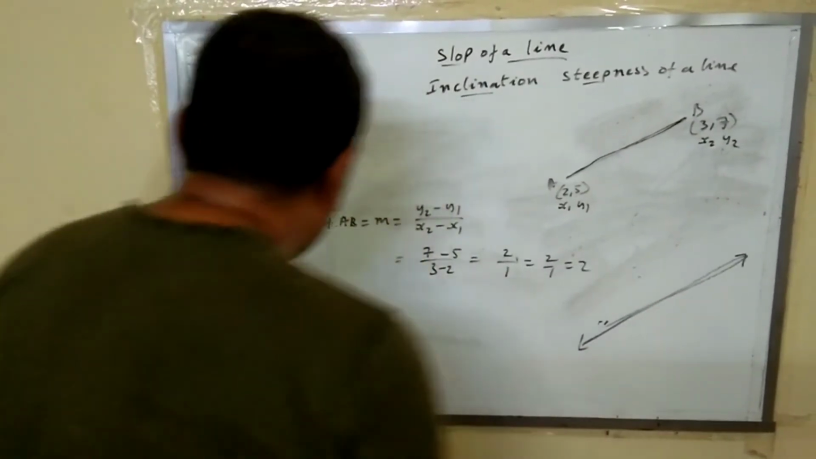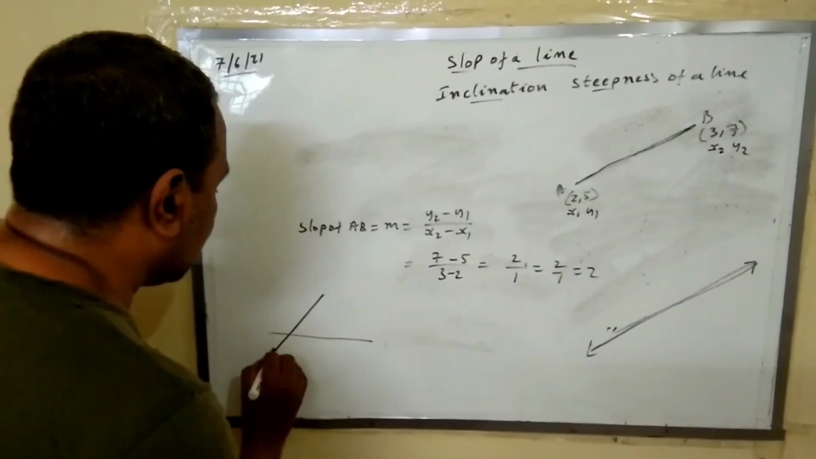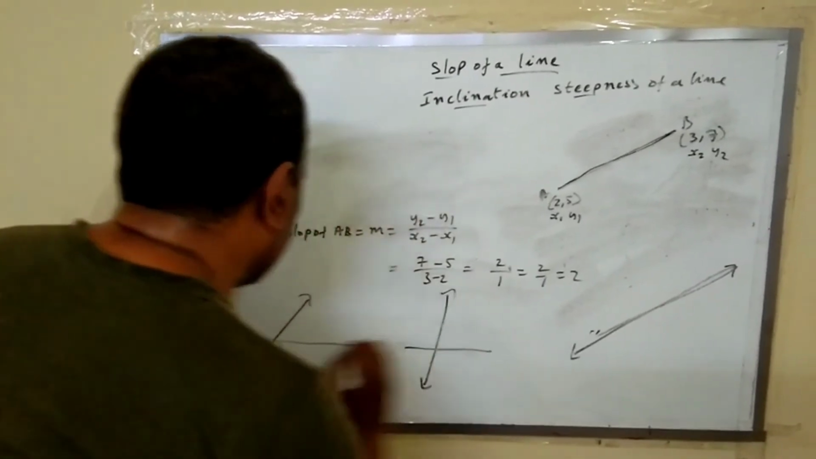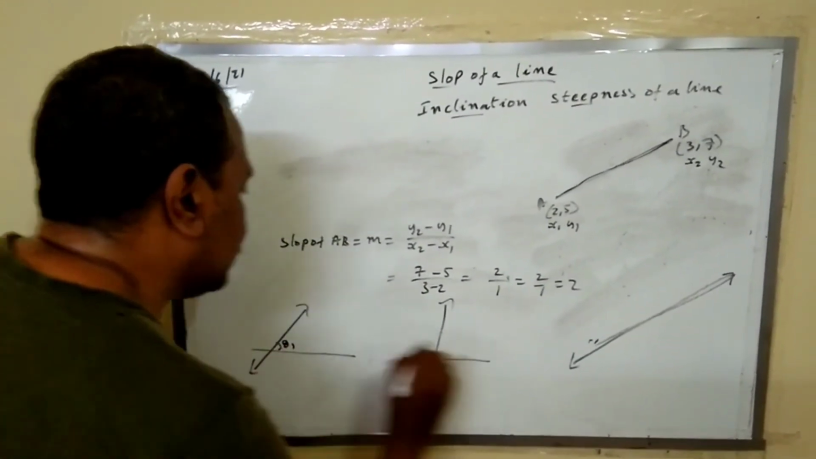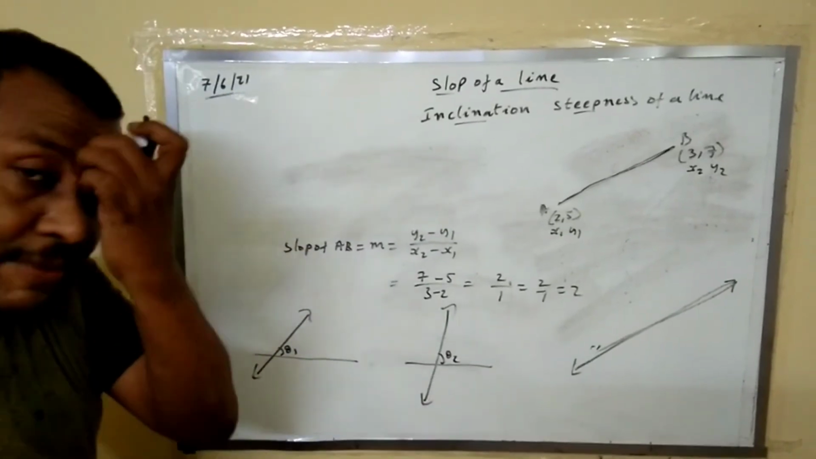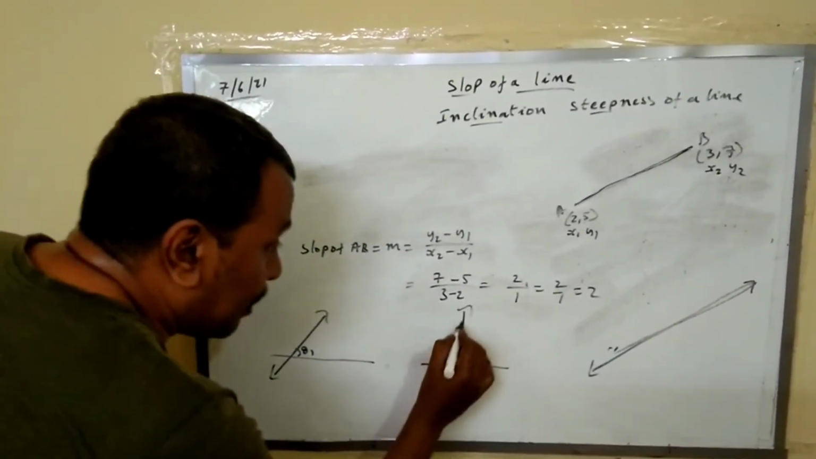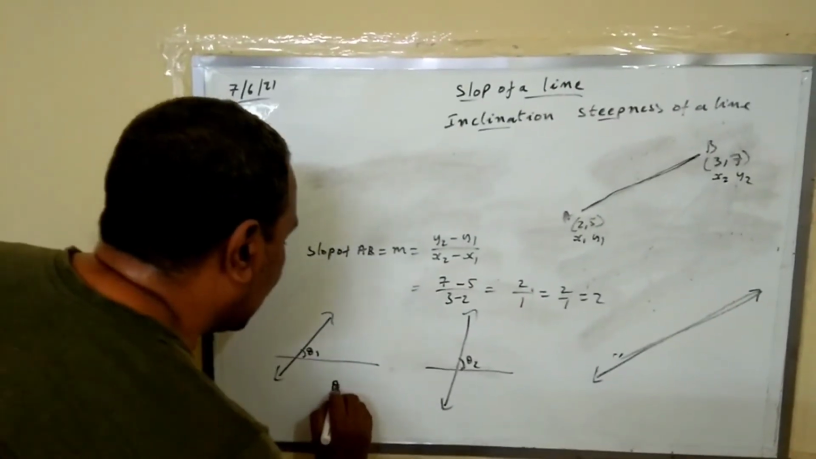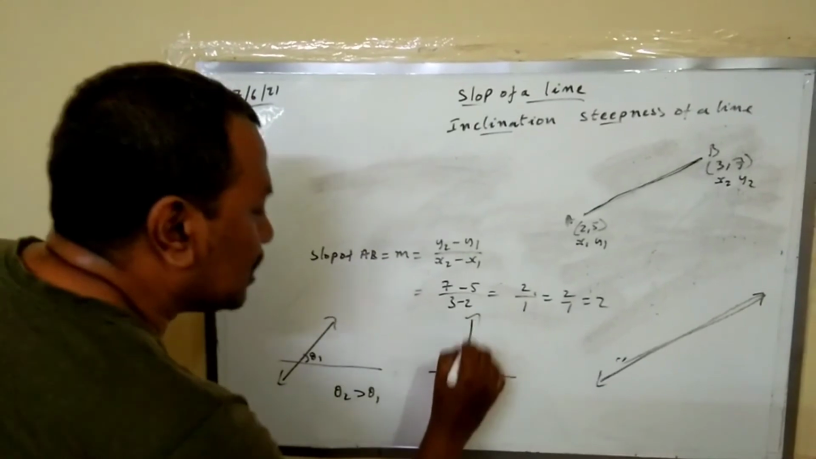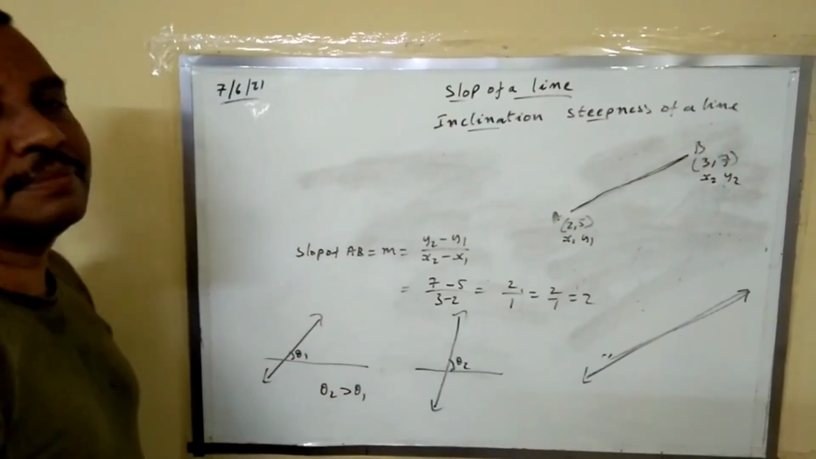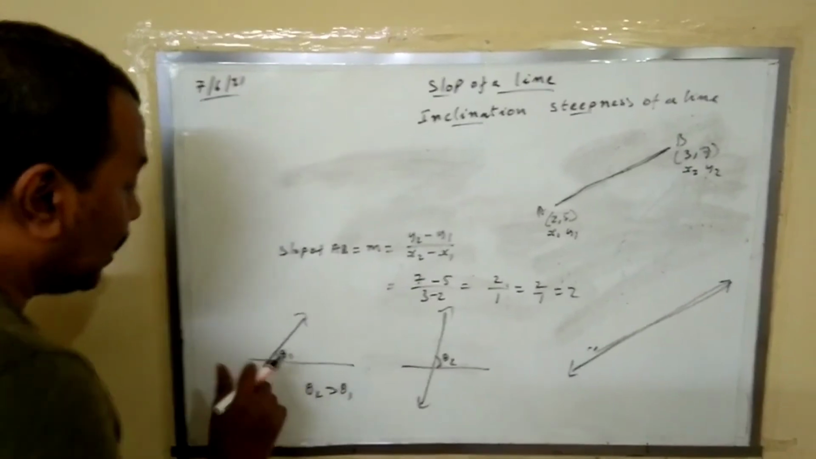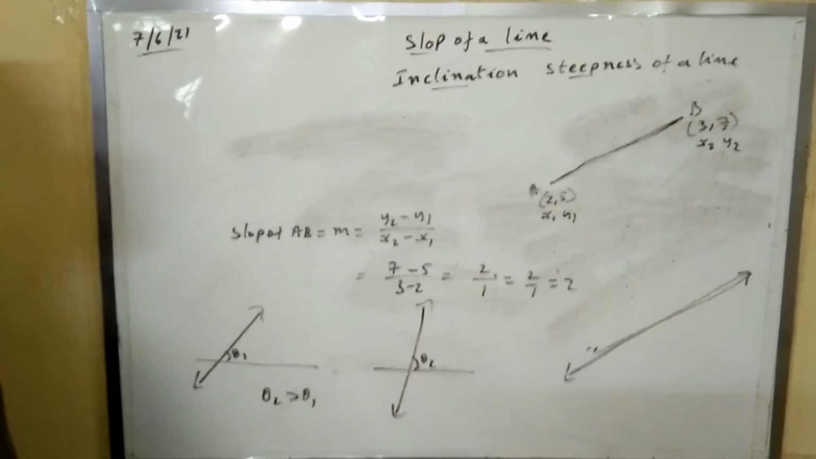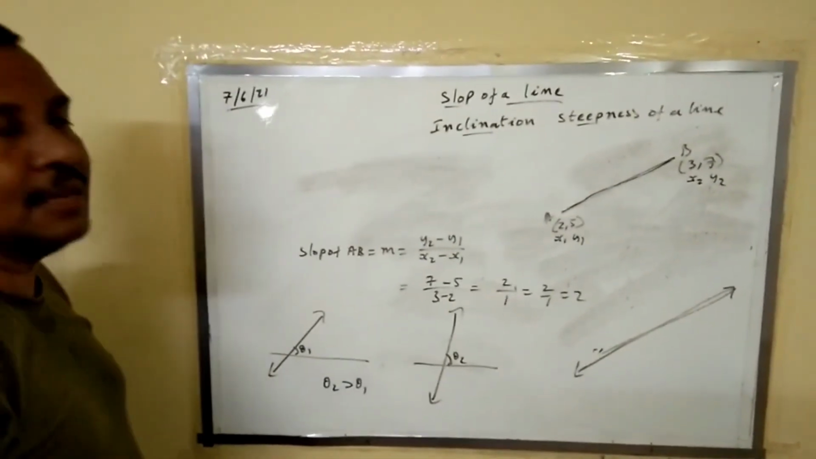Okay. Suppose the angle changes. Suppose this is a line, and you take another line. Here this is angle theta 1 and this is angle theta 2. Which has more slope? This one has more slope, because this angle is more than this angle. Theta 2 is more than theta 1. So this line has more slope than this line. The steepness is more. That is why, for a given line, if you take any 2 points, the slope will be the same. Like that we have to find the slope of a line.